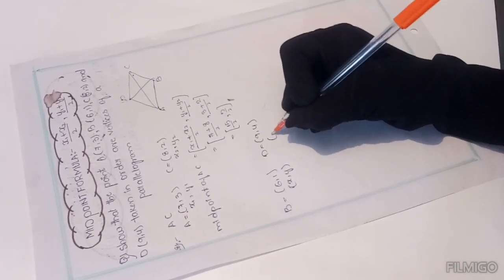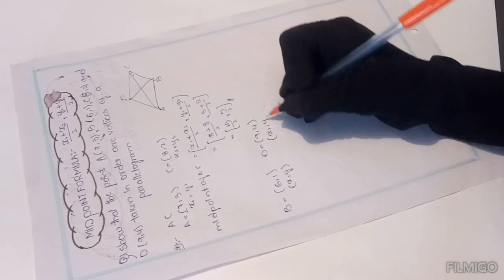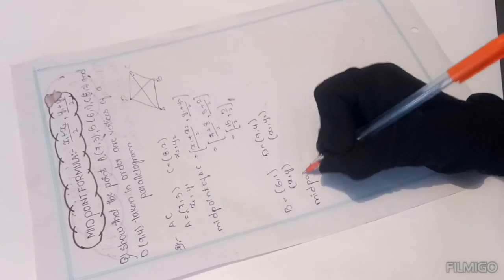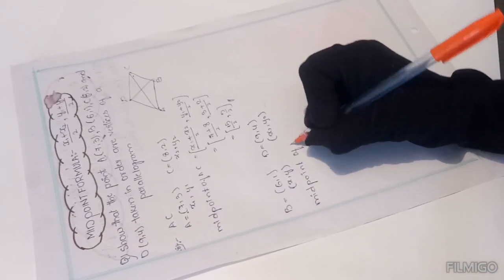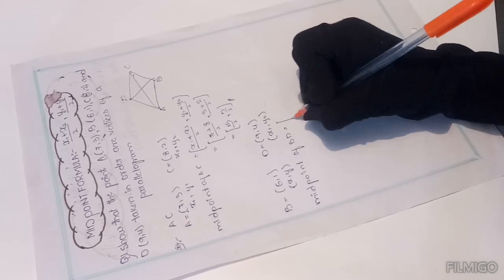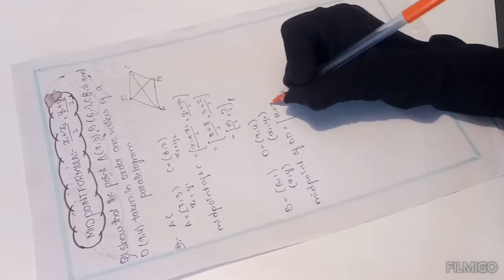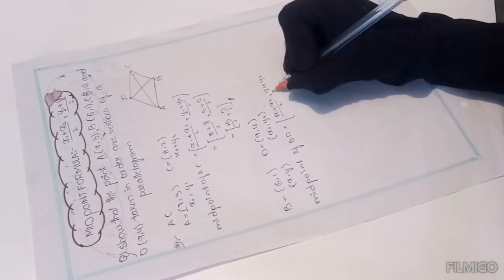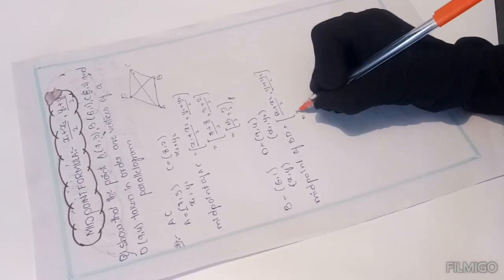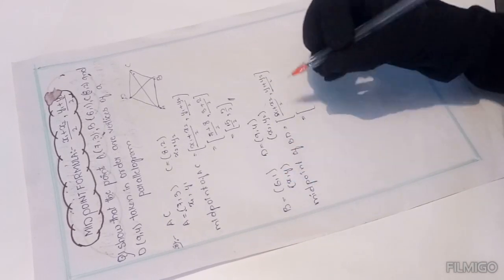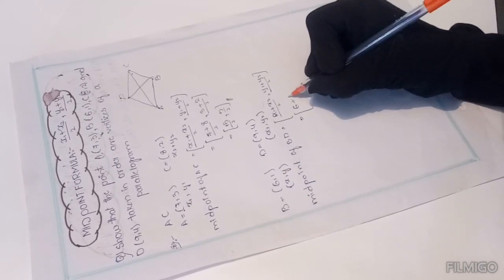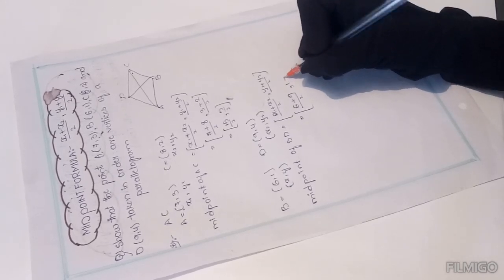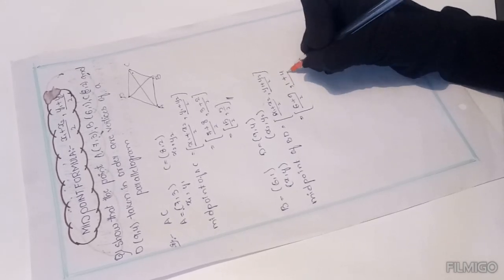Now take 9 as x2, 4 as y2. The midpoint of BD is the same formula as before. We have the formula (x1 plus x2) by 2 comma (y1 plus y2) by 2. The value of x1, which is equal to 6, plus the value of x2, which is equal to 9, by 2 comma the value of y1, which is equal to 1, plus the value of y2, which is equal to 4, by 2.